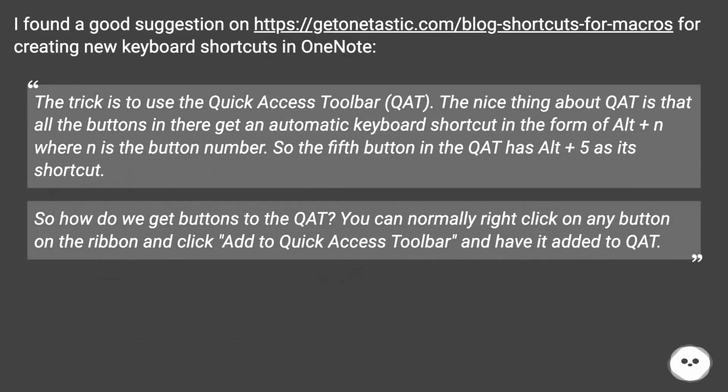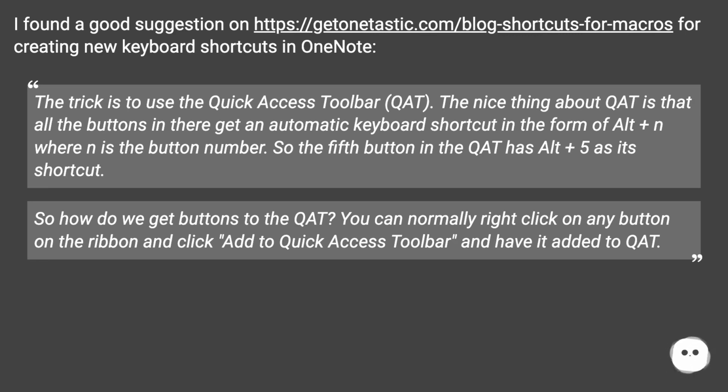I found a good suggestion on this URL for creating new keyboard shortcuts in OneNote. The trick is to use the Quick Access toolbar, QAT. The nice thing about QAT is that all the buttons in there get an automatic keyboard shortcut in the form of Alt plus N, where N is the button number. So the fifth button in the QAT has Alt plus 5 as its shortcut.